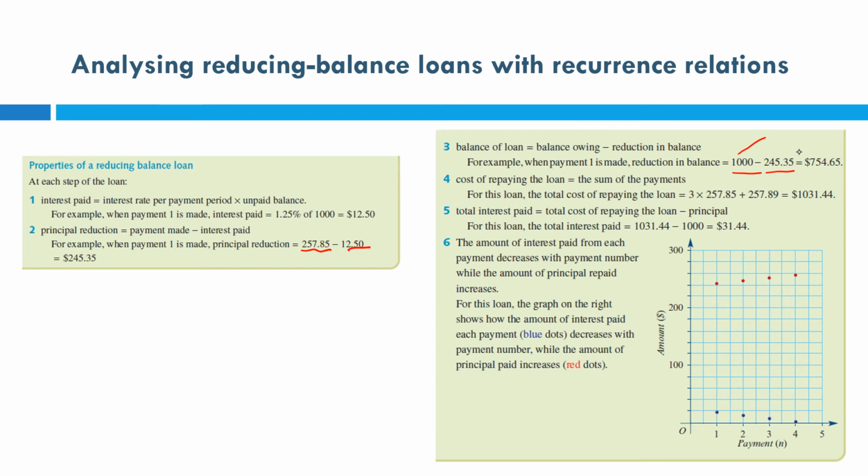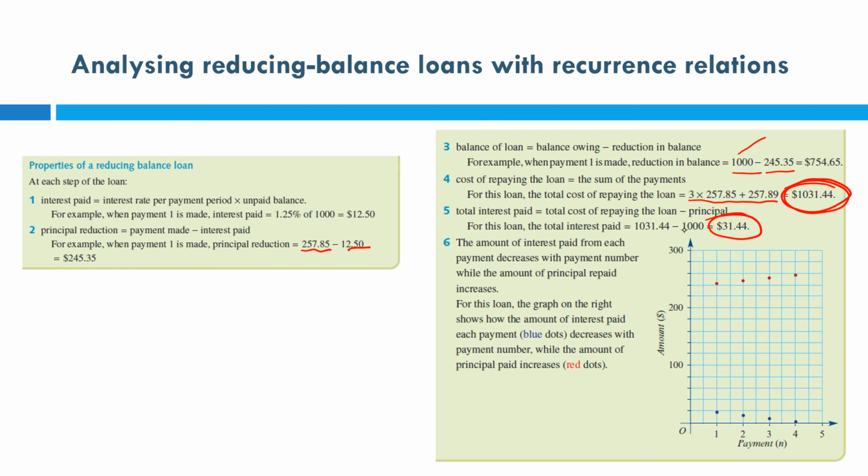Exactly. So then in question 4 there, the cost of repaying the loan is the sum of all the payments. So all of those individual payments plus that final one, which was a little bit extra. If we add all of those up, that's $1,031.44. We know that we borrowed 1,000, which means the total interest is that amount take away our principal. So we've paid $31.44 in interest over that period of 4 months.